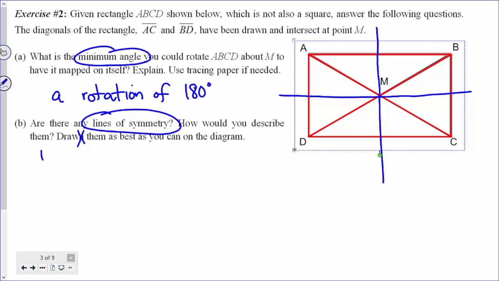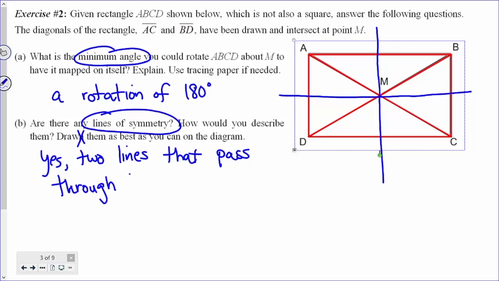So the answer is yes, two lines, and I'm going to say that pass through the midpoints of the sides.